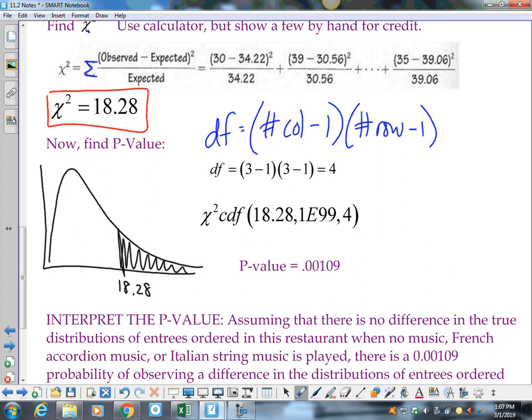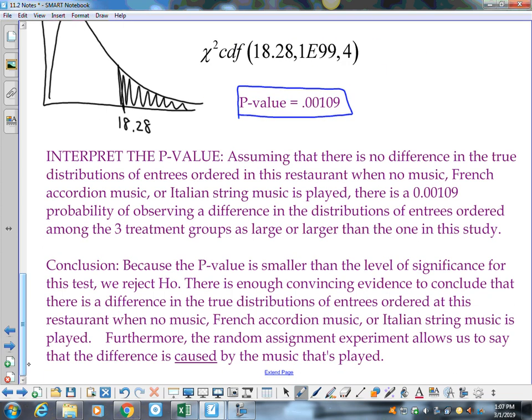Some chi-squared CDF from our chi-squared value to infinity. Degrees of freedom, that's a 4. I get this cute little baby p-value. Oh boy. Let's interpret the p-value, shall we? It's our favorite thing. All right. It's right there.